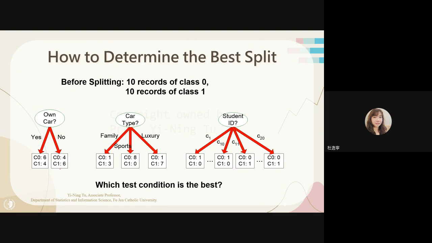Original 10, 10. It means 5 compares to 5, right? But in this case, yes, could be 6 to 4. This could be 4 to 6. Is that more clear than original? Yes, but not very clear, right? Okay. The second one, use the card type.